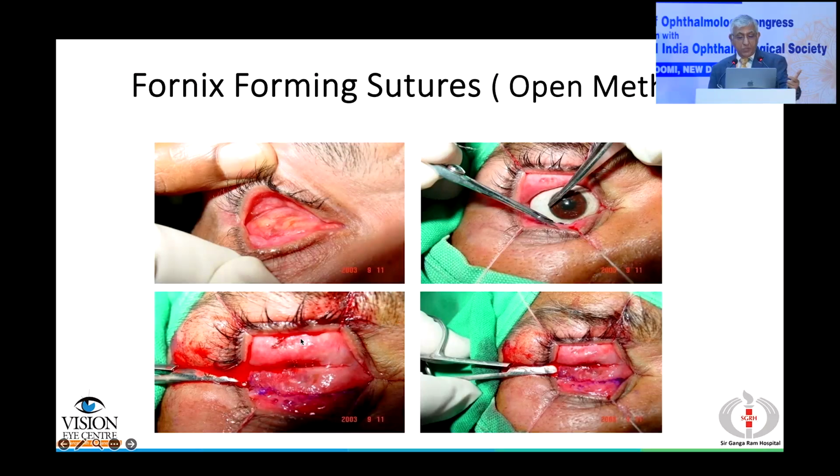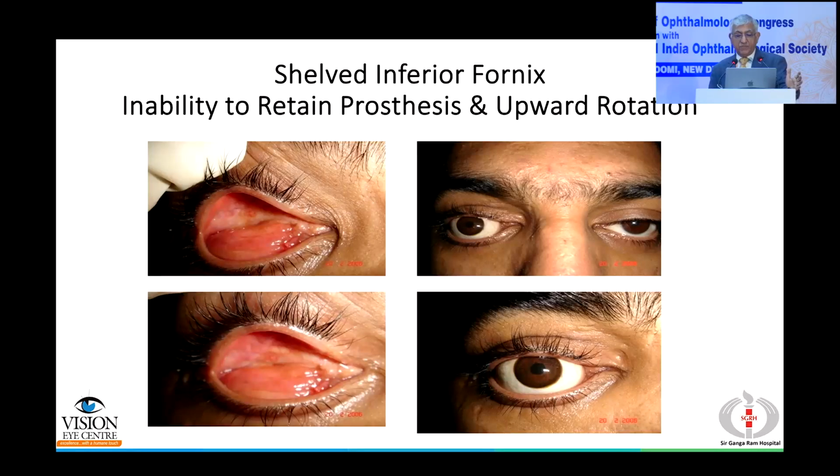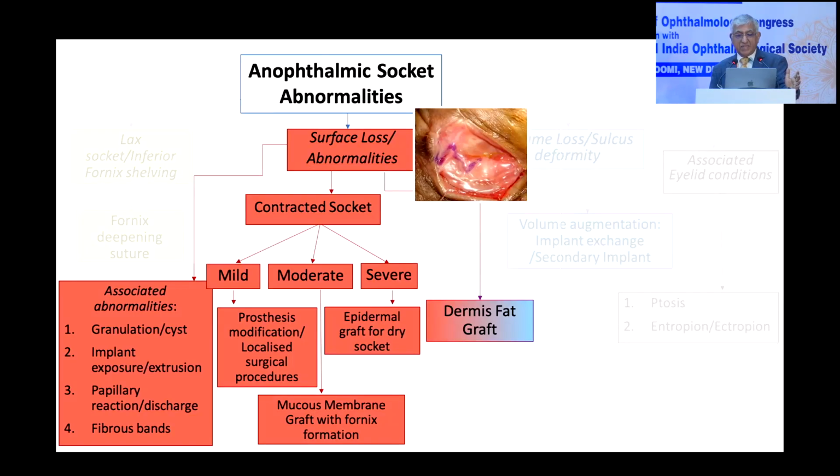In the open method, I would normally just give a lateral incision and undermine right up to the tarsus here, right up to the inferior orbital rim here, so that I have that raw area. When we pass the sutures through this, they cause an adhesion. These sutures need to remain in for a couple of weeks, and they provide very satisfactory, gratifying results.